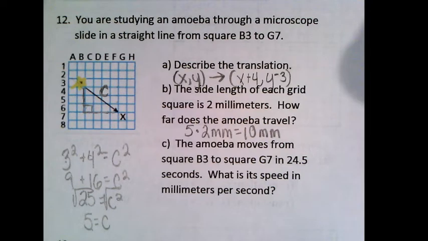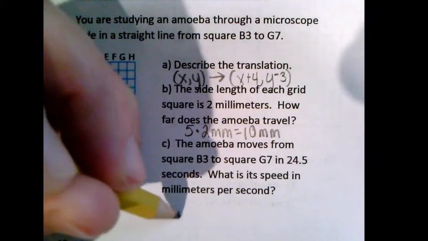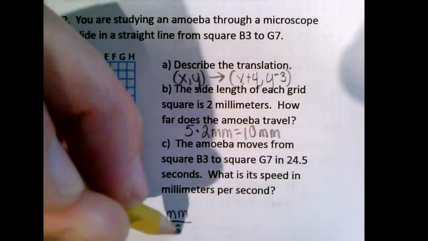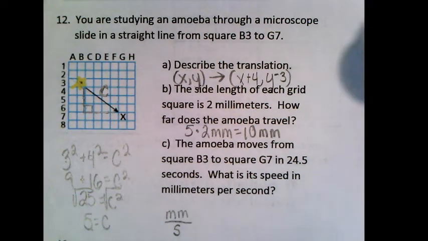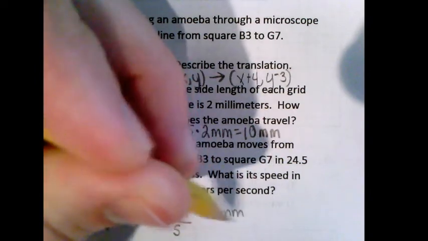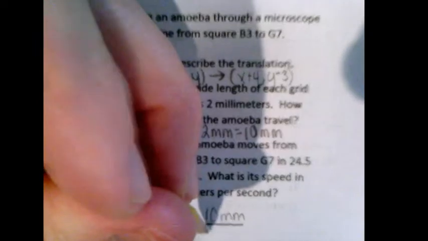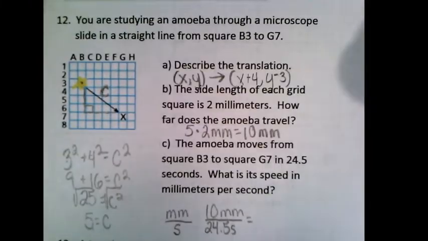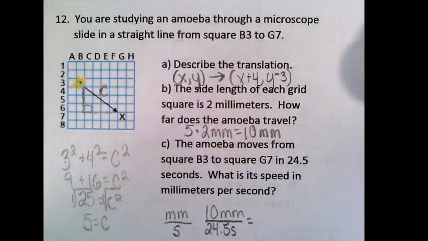So then the next one says it moves at 24.5 seconds. What is the speed in millimeters per second? So when I see that, millimeters per second, I know my units are millimeters per, which means divide, second. So all we're going to do is fill in our millimeters and our seconds. We know that it's traveling 10 millimeters, and it's doing that in 24.5 seconds. So all we got to do is divide that out, and that'll give us the millimeters per second.